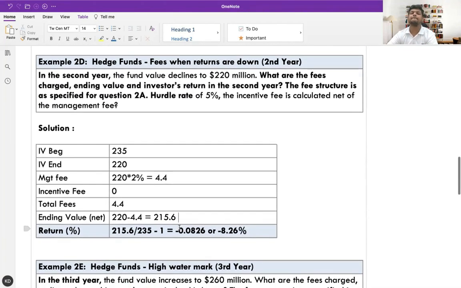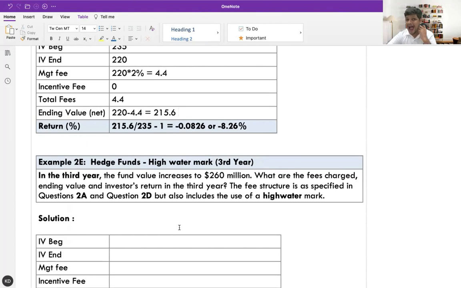Clear? Yes. I took all the data from 2A, added the hurdle rate and the incentive structure also, but it doesn't make incentive because the fund's value has gone down. Clear? Everyone? Yes. Anyone, any questions till now? No. Now we go to the next part, that is, we will also add the high watermark.